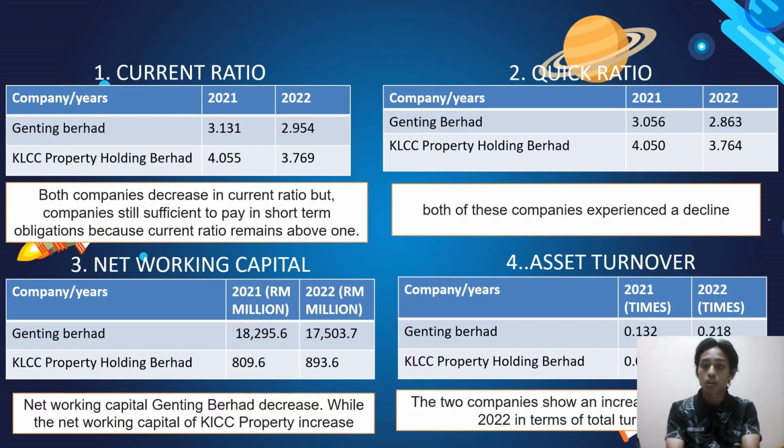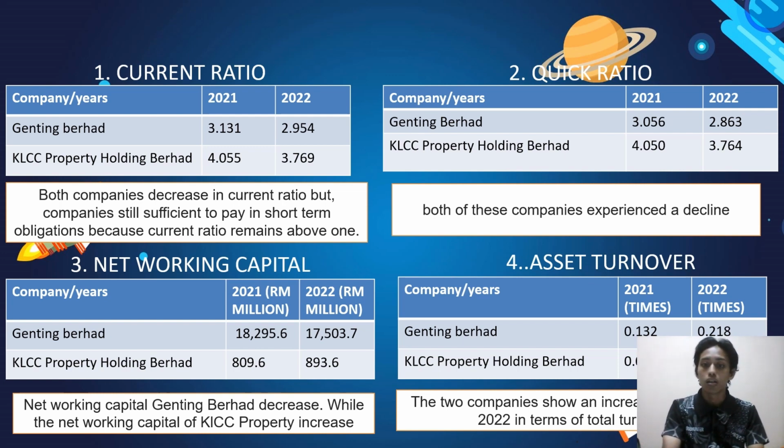I will continue with the overall analysis. First, current ratio: we can see Genting Berhad and KLCC Property Holding Berhad decreased in current ratio, but both companies can still pay their short term obligations because the current ratio remains above 1. Second, quick ratio: both companies decreased in quick ratio, and net working capital in Genting Berhad decreased, but KLCC Property Holding Berhad increased.